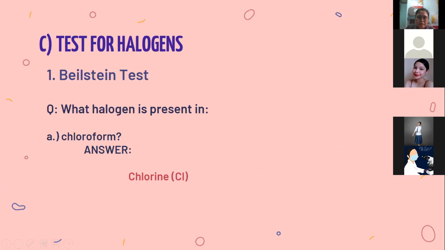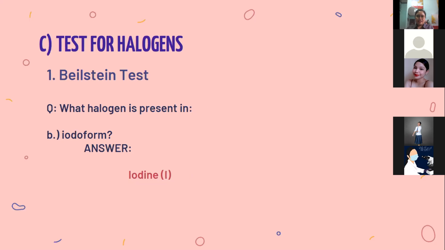Question. What halogen is present in chloroform? Answer. Chlorine. Next. What halogen is present in iodoform? Answer. Iodine. Next.